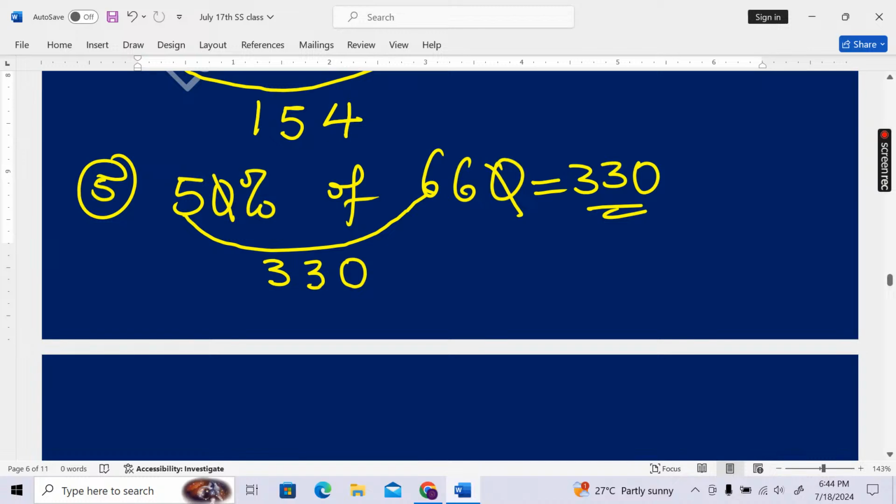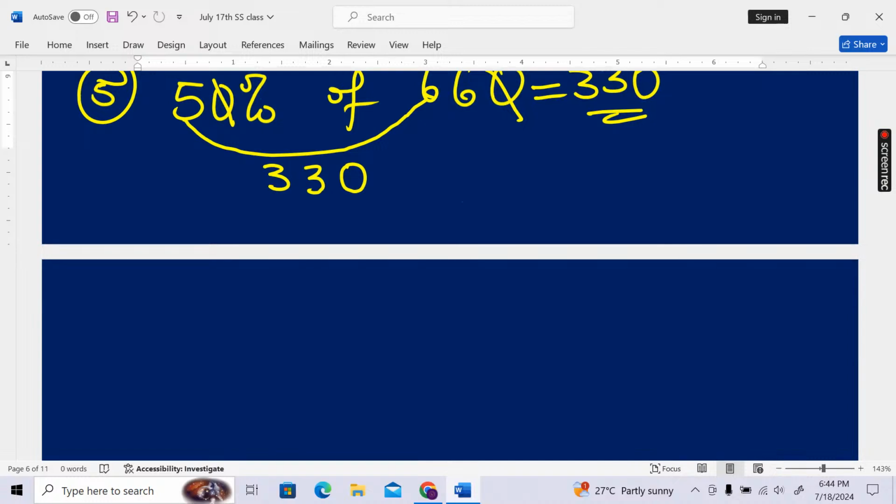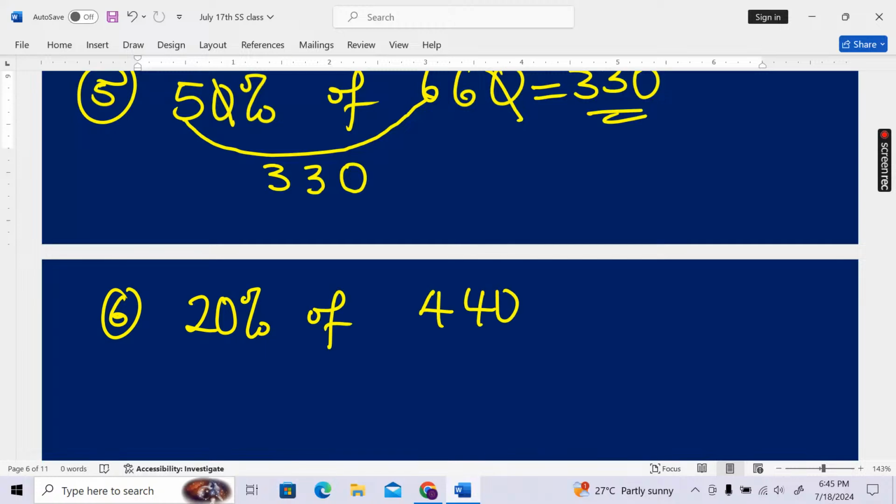All right, great. Now let's look at another example. Let's look at 20% of 440. What is 20% of 440? Now strike out the last zeros of each number. Then multiply 2 by 4. 2 times 4 is 8. Okay, 8 is a single digit, but what we need is 2 digits. Another way of writing 8 to make it 2 digits will be 08.